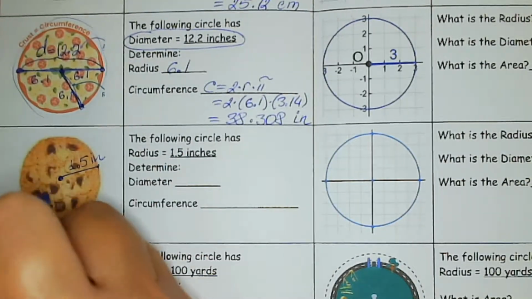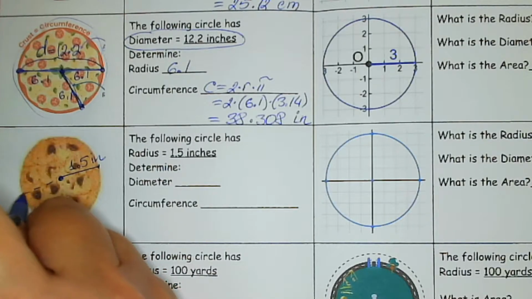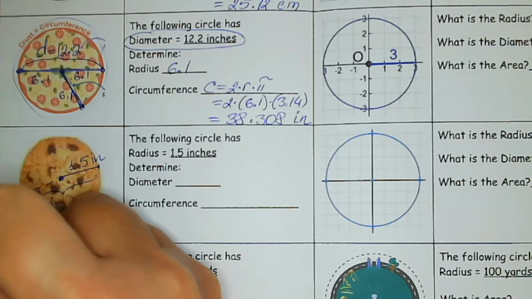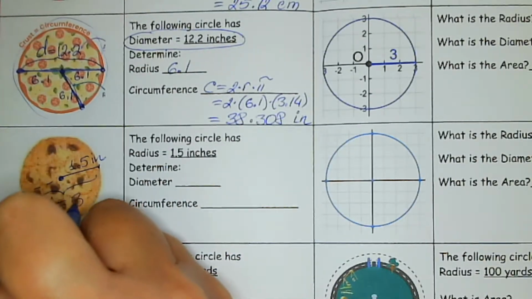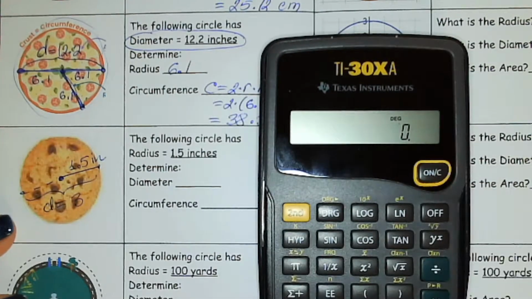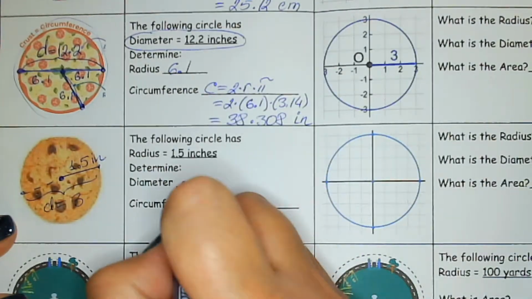The diameter will be all the way complete from side to side. So the diameter will be 2 times radius, which is 3. 1.5 times 2. 1.5 on one side, 1.5 on another. That would be 3 inches.